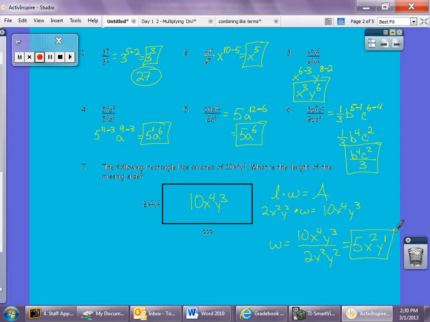And we can check our answer by saying, well, if I plug this in here, I know that 5 times 2 is 10, x squared times x squared, 2 plus 2 is 4, and then y to the 1st times y to the 2nd is y to the 3rd. So when we're given the area and the side, we can divide those two to find the missing side.